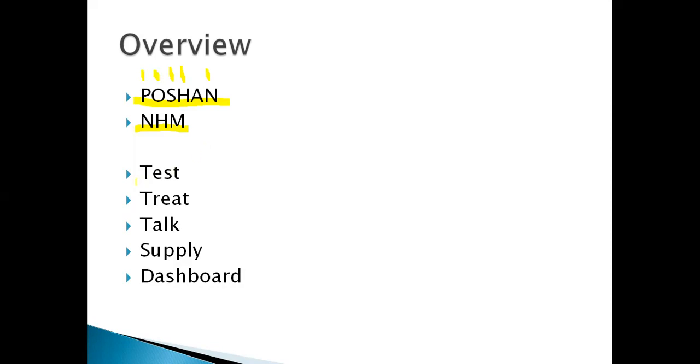Okay, now the modules under this Anemia Mukt Bharat are test, treat, talk, supply, and dashboard. Now, if you see as a resident, you need to understand that most programs would more or less be covered under these topics. When we say test, we need to diagnose that particular disease or condition.